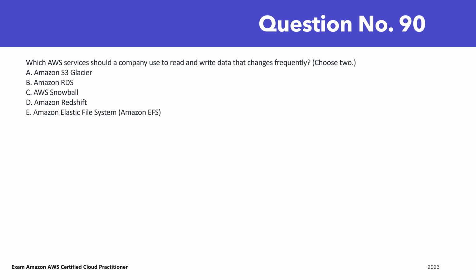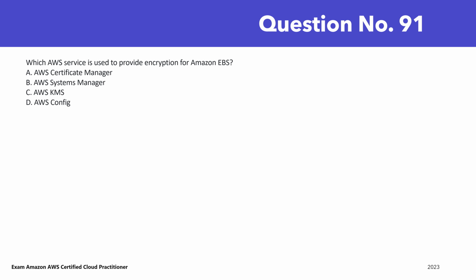Which AWS services should a company use to read and write data that changes frequently? Choose 2. A. Amazon S3 Glacier. B. Amazon RDS. C. AWS Snowball. D. Amazon Redshift. E. Amazon Elastic File System, Amazon EFS. Correct answer, B, D. Which AWS service is used to provide encryption for Amazon EBS? A. AWS Certificate Manager. B. AWS Systems Manager. C. AWS KMS. D. AWS Config. Correct answer, C.